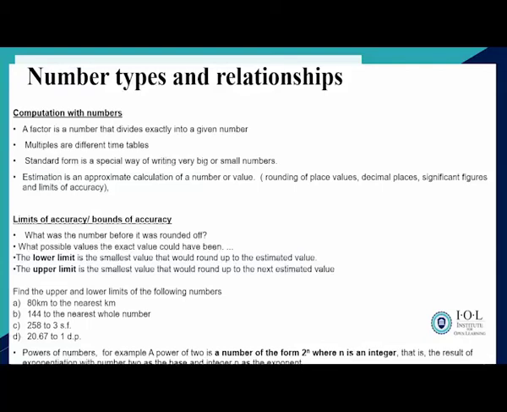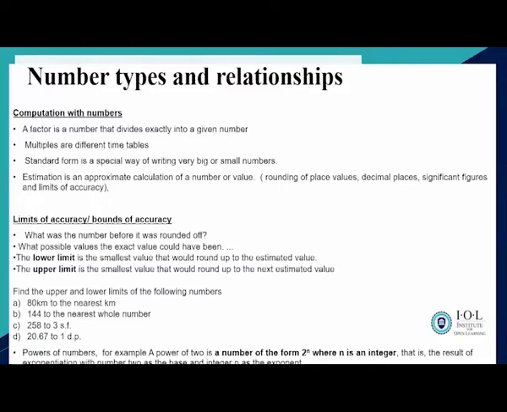Give those possible values. Now the lower limit or the lower bound, that is the smallest value that will round up to the estimated value. What is the smallest value that can round to 90? And then the upper limit, that is the smallest value that will round up to the next estimated value. After 90, what is the next number? Is it 91 or is it 90.8, 90.1? So then the upper limit is now the smallest value that can round to the next number after 90. So that is a difference that I want you to find.